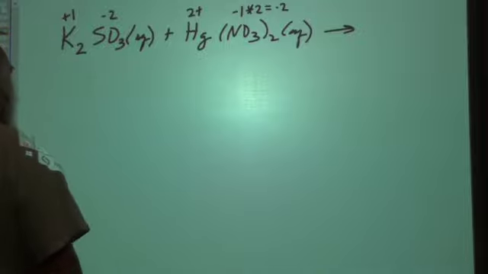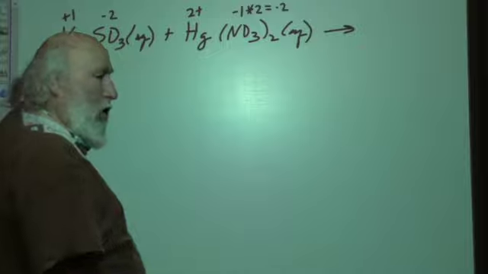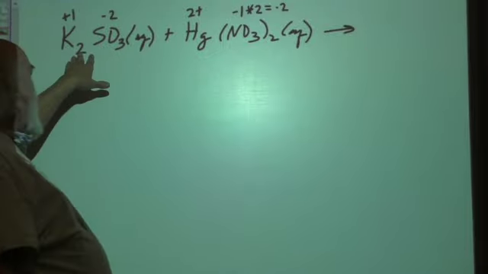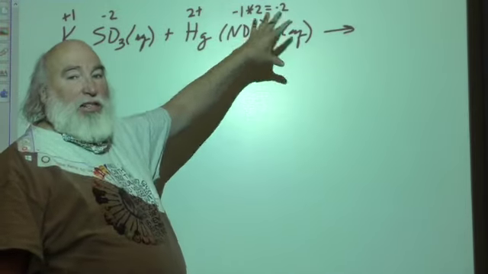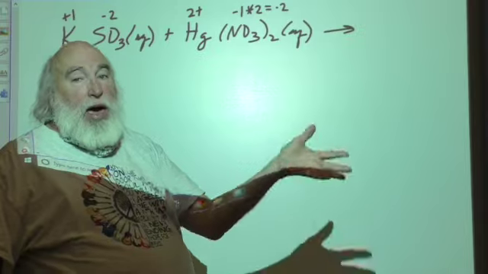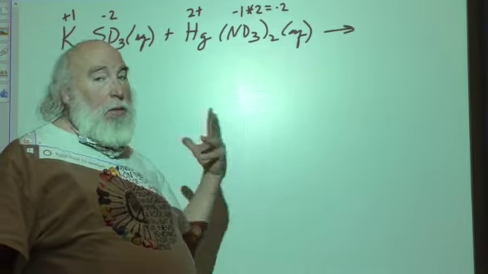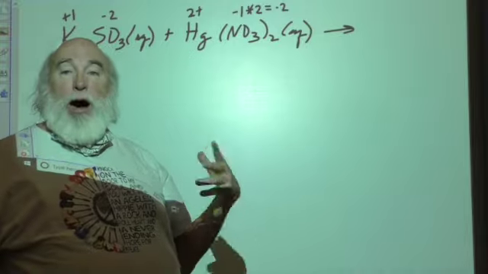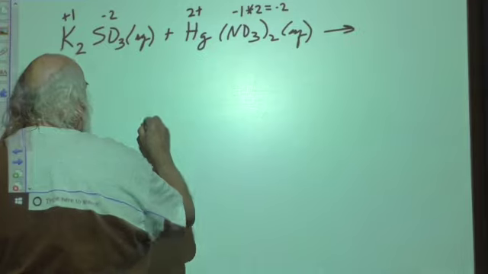All right, so that means that the K and the Hg are going to change places. But we're not going to take the 2. Notice the NO3 has a 2 with it in parentheses. That's not part of the NO3, so we don't include that as well. We may have to do that depending on what the charges are of the new compounds, but we aren't going to automatically put it there, okay? So K is going to go with the NO3.